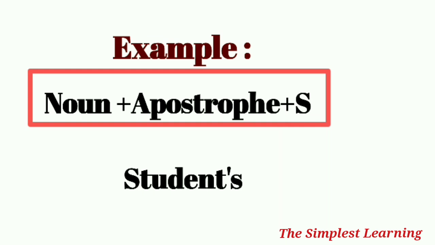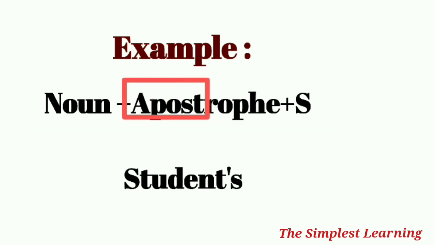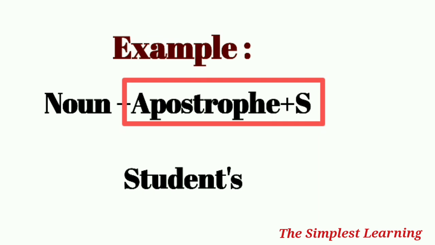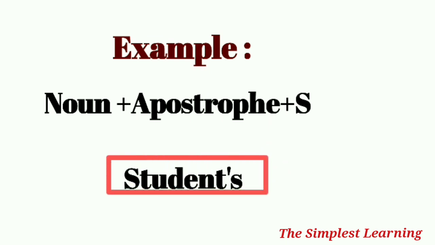Now remember this simple formula to form a possessive. Add an apostrophe and the letter S to the noun. This is a noun, student. So add an apostrophe and the letter S at the end of this noun. So it became a possessive noun, student's.